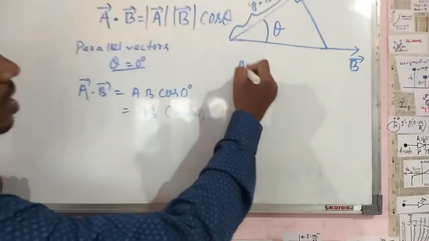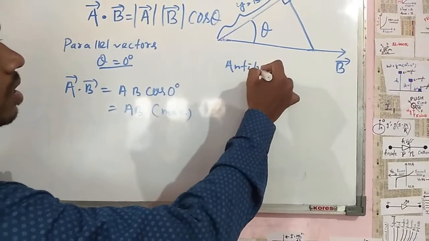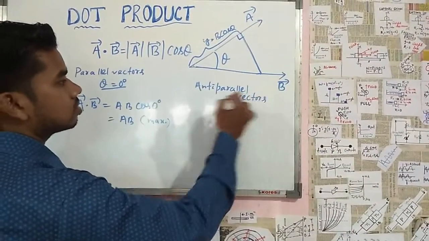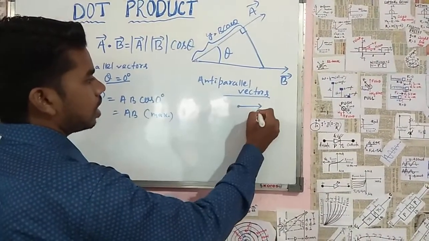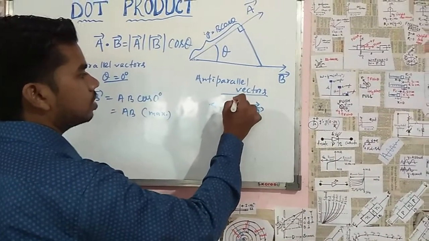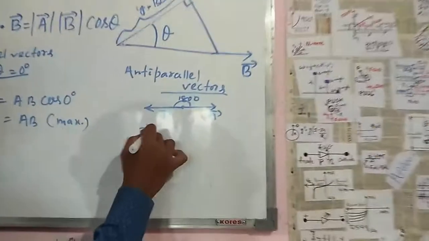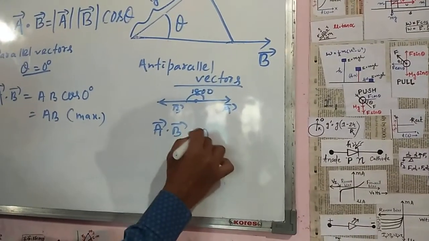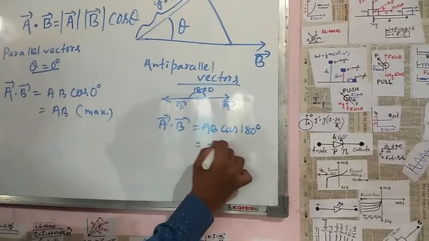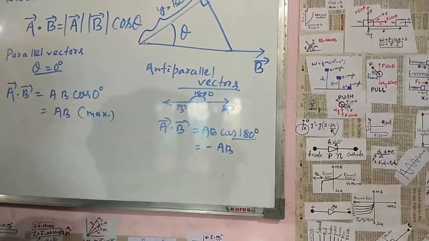Then anti-parallel vectors. What happens with anti-parallel vectors? Two vectors like this: A vector will be along this direction, B vector will be along the opposite direction. The angle will be 180 degrees. So here A vector dot B vector will be AB cos 180 degrees, so it will be minus AB because cos 180 is minus 1.